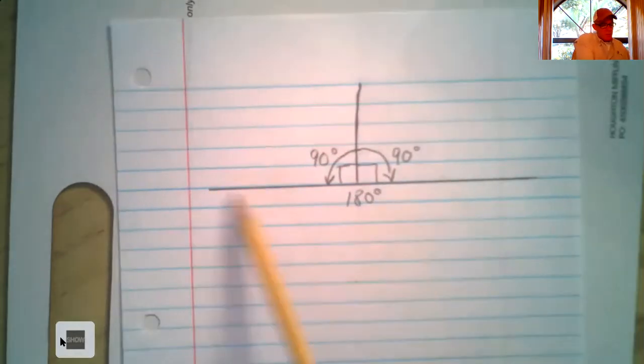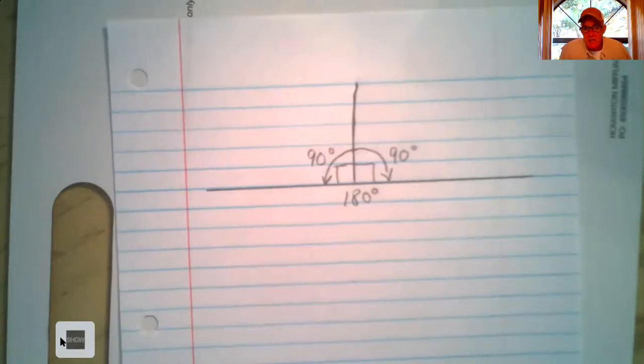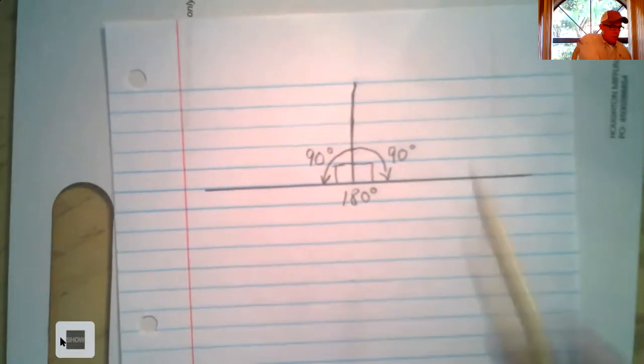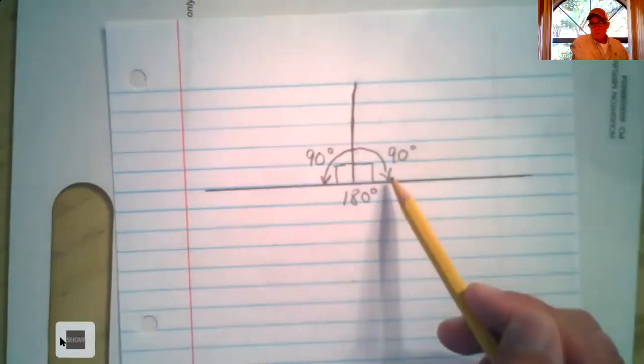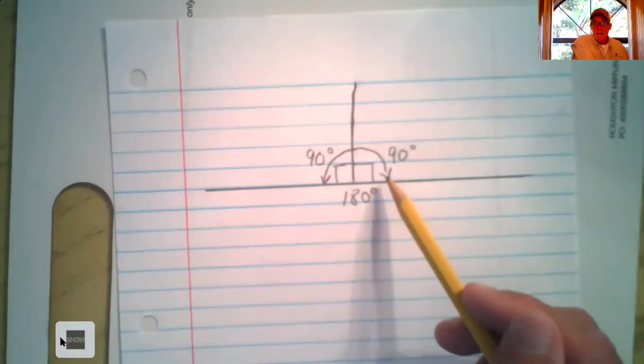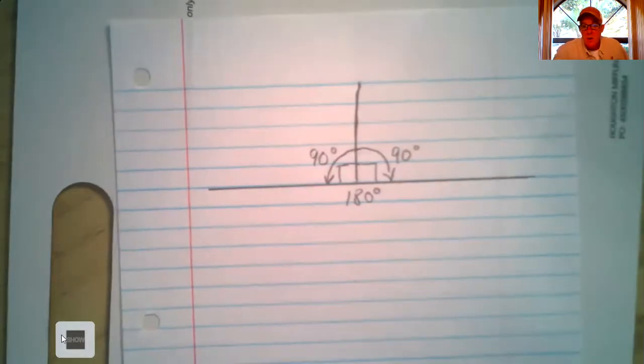So we know our straight angle here is 180 degrees. Our right angle is 90. So what is this going to be over here? We're just splitting it in half. It's going to be 90. Now, that is the most basic of basics.